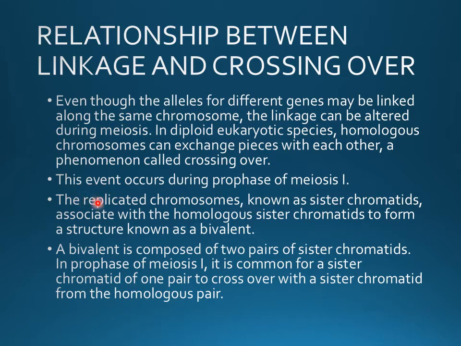And the replicated chromosomes known as sister chromatids associate with the homologous sister chromatids to form a structure known as a bivalent. Bivalent means two homologous chromosomes.